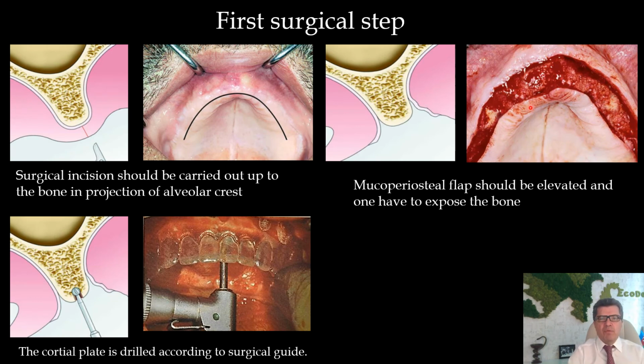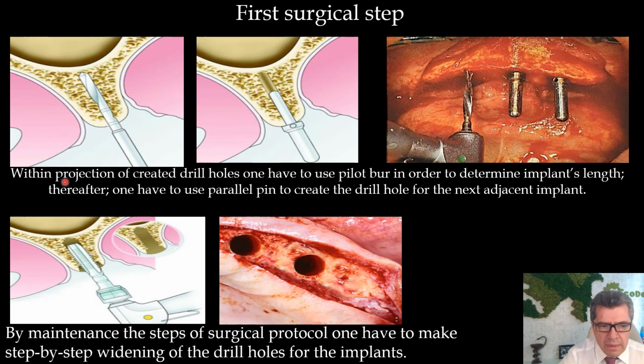Here you can see the first surgical step by step. First of all, a surgical incision is necessary, carried out up to the bone and projecting the alveolar crest. The mucoperiosteal flap should be elevated, and we have to expose the bone. The cortical bone plate is drilled according to the surgical guide, where the implant will be placed. Within the projection of the created drill holes, we use the pilot bore in order to determine the implant length.